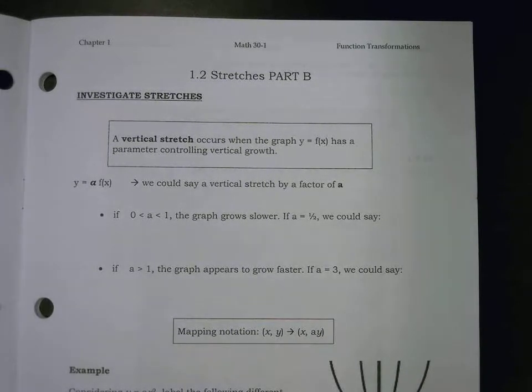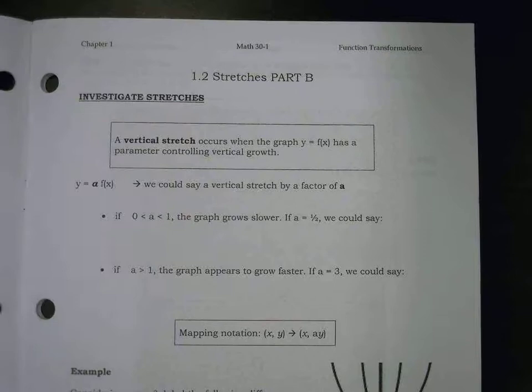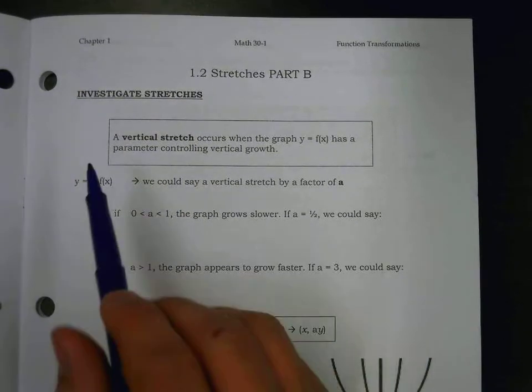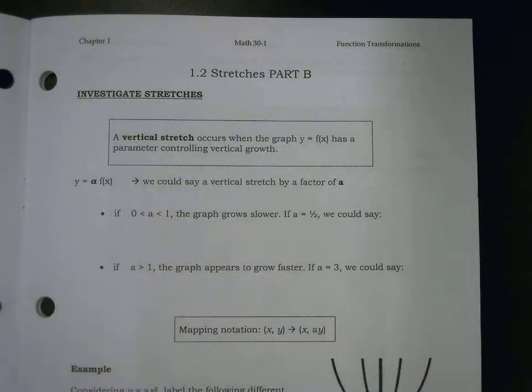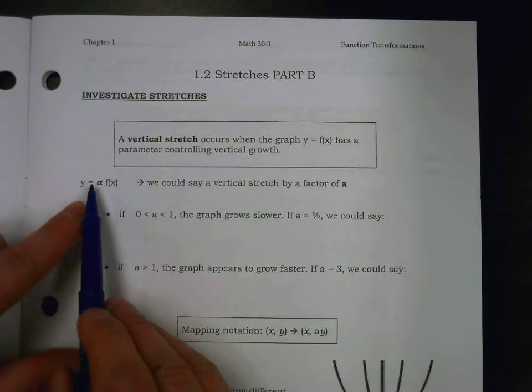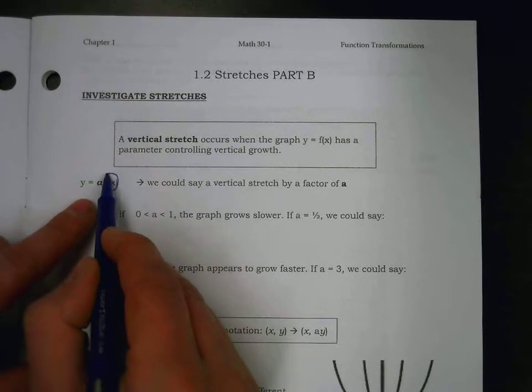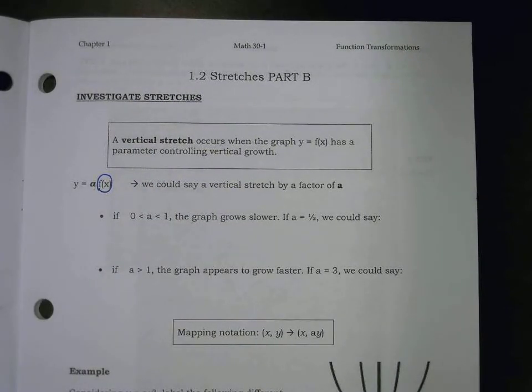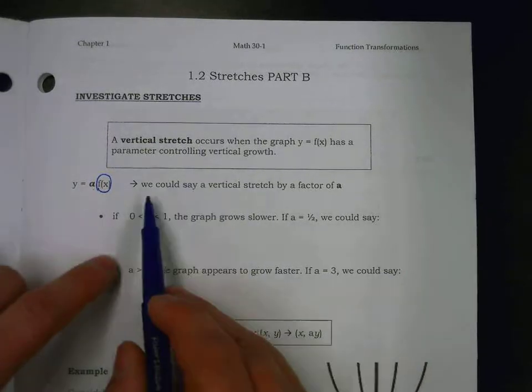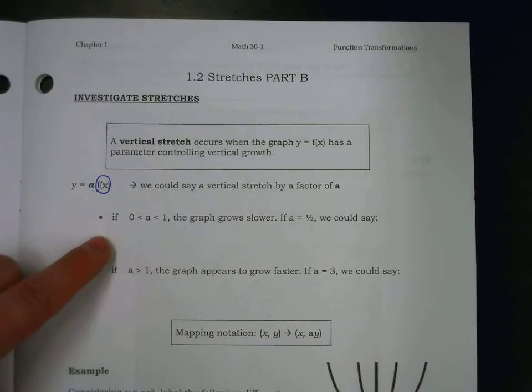Good day, Math 30-1s. We continue talking about 1.2, this time referring to stretches. So, vertical stretches occur, like last year, when there is some parameter controlling vertical growth. If I were to say that there is a number in front of some function, we're basically saying that all of the y value is created from some calculation, and then we simply multiply that y value by some value, a. So we could say that there's a vertical stretch by a factor of a.